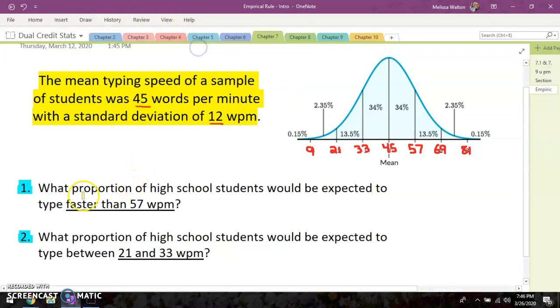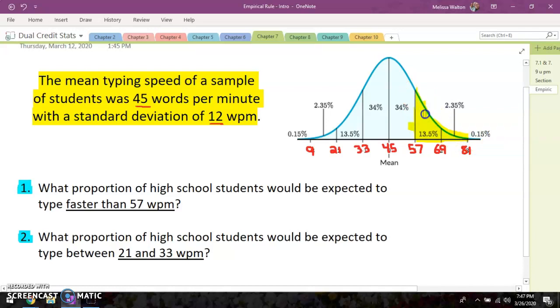So let's look. What proportion of high school students would be expected to be faster than 57 words per minute? Well, 57 words per minute is one standard deviation above typical. So we're looking for all of this area in this direction. Pretend that I am better at highlighting this. All right, now there are a few different ways that you could do this. First off, we have an area that is 13.5, we have 2.35, and then finally, don't forget your little tail there. Beyond three standard deviations, you have 0.15%.